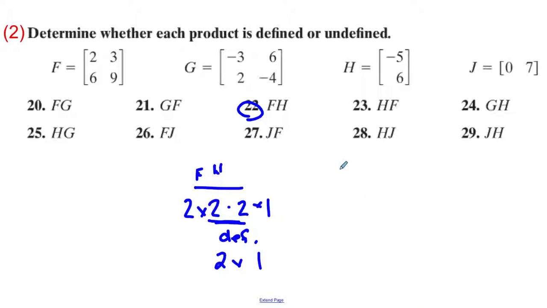Now let's see if it's reversible. So H times F. So we have a 2 by 1 times a 2 by 2. 1 and 2 are not the same, so this would be undefined.